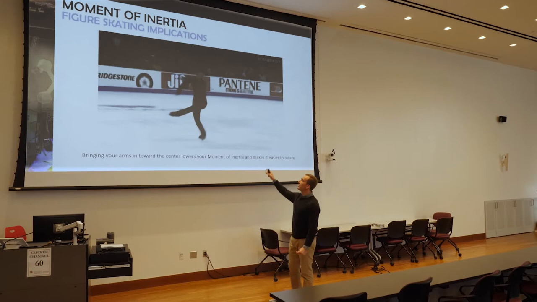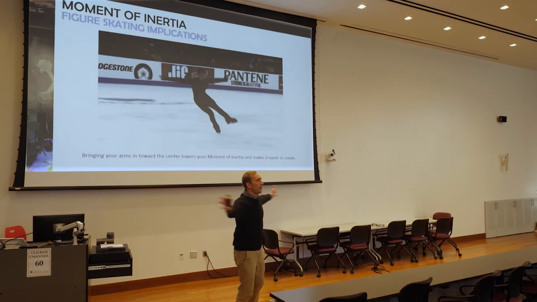So as you can see here, a figure skater, when they go up to do their triple axel or quad toe or anything, they don't spread their arms wide. They actually put their arms very close to their body such that they can spin a lot faster.